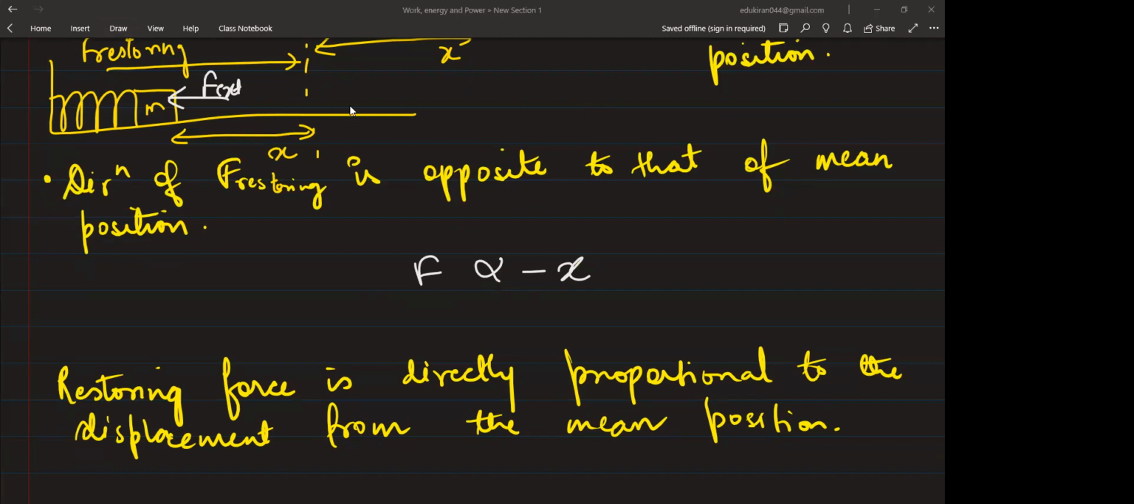See, the first part says that the direction of the restoring force is opposite to that of the mean position. That means option C. Opposite to that of the mean position means C. I'll show you.